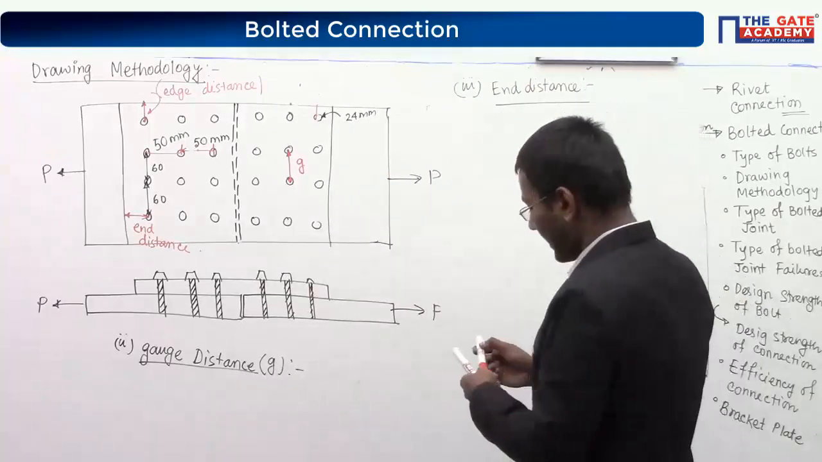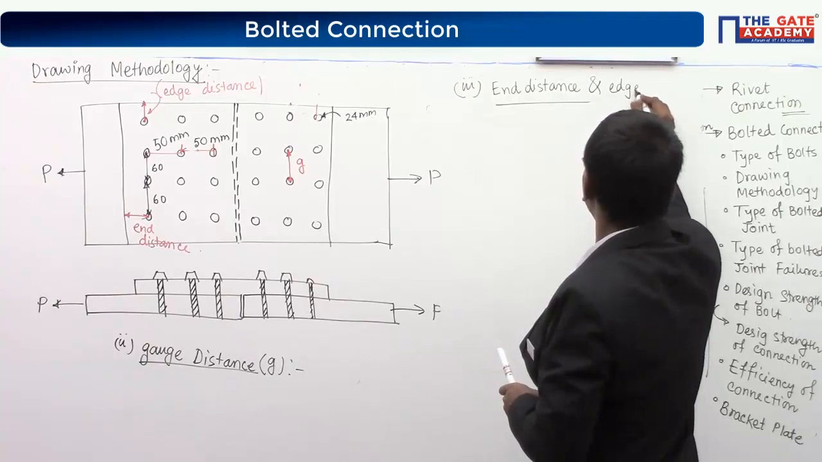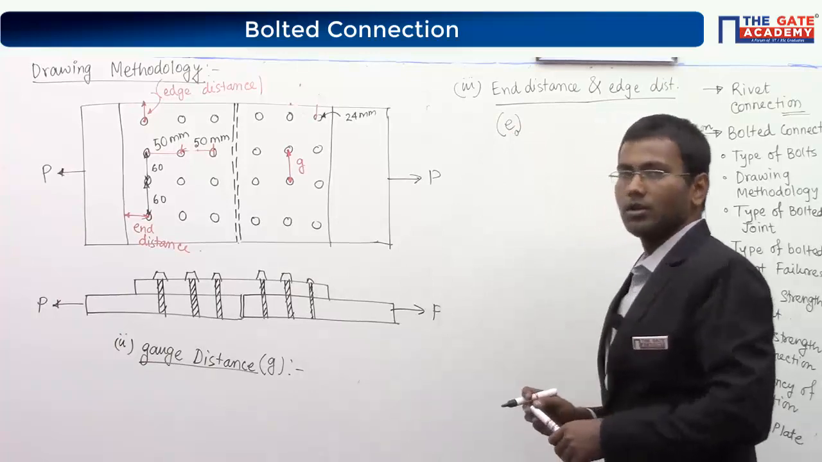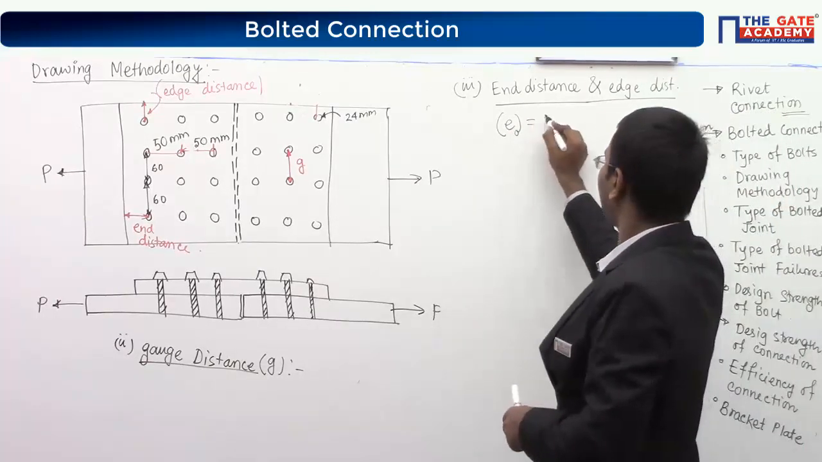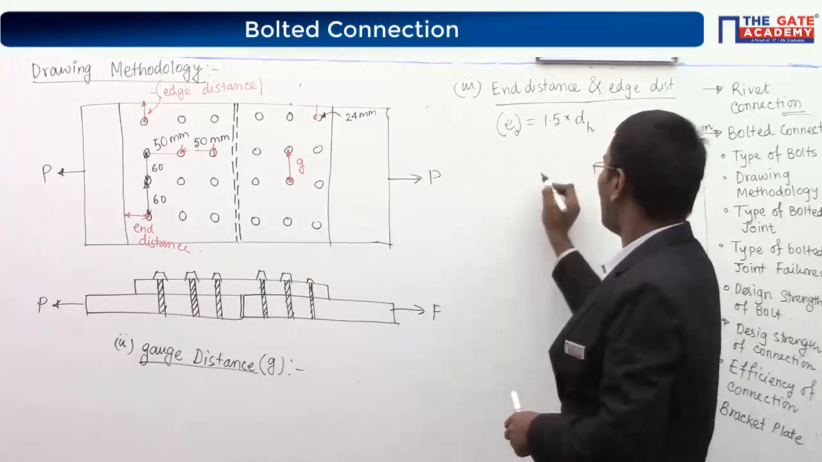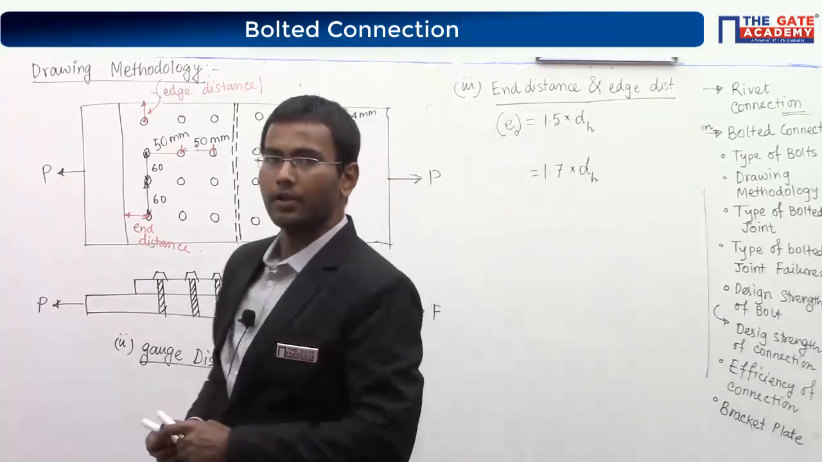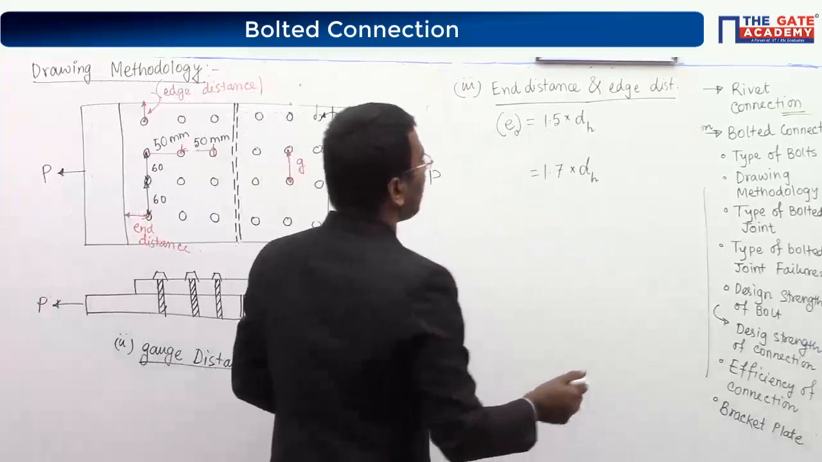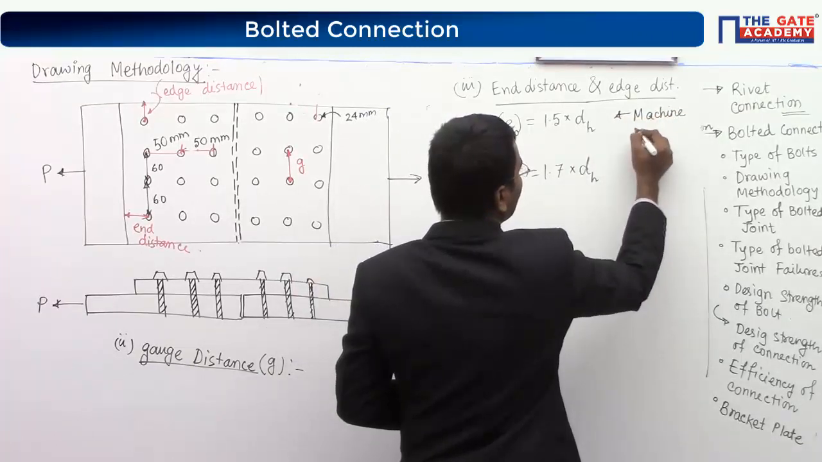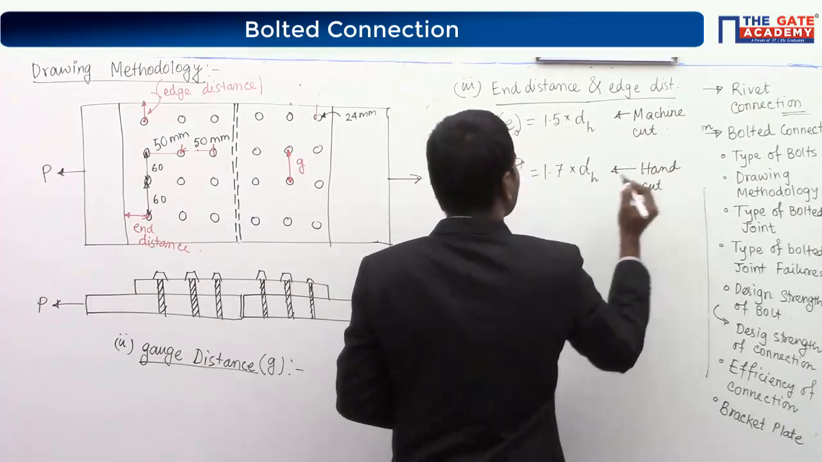End distance and edge distance are denoted by e or e0, which is equal to 1.5 multiplied by dH for machine cut, or 1.7 multiplied by dH for hand cut. So what is the meaning of this?